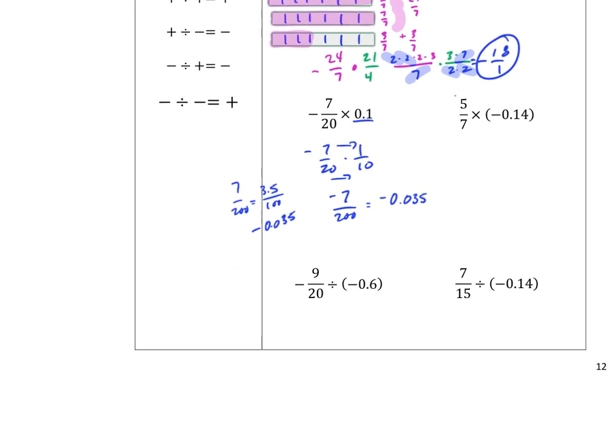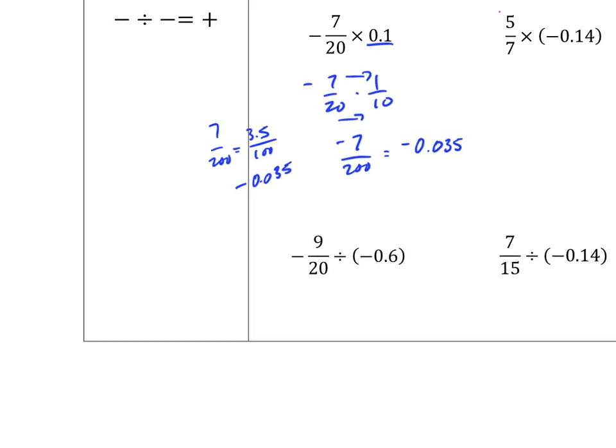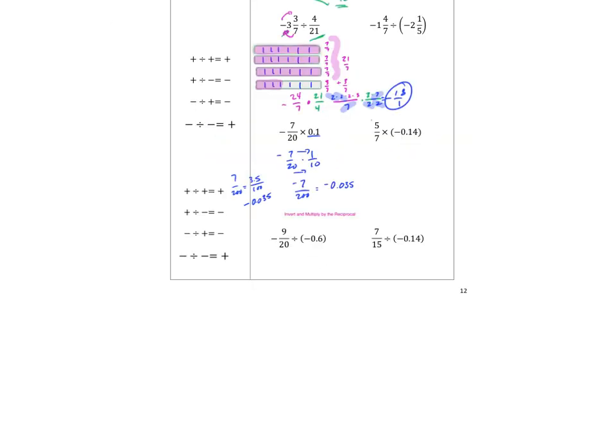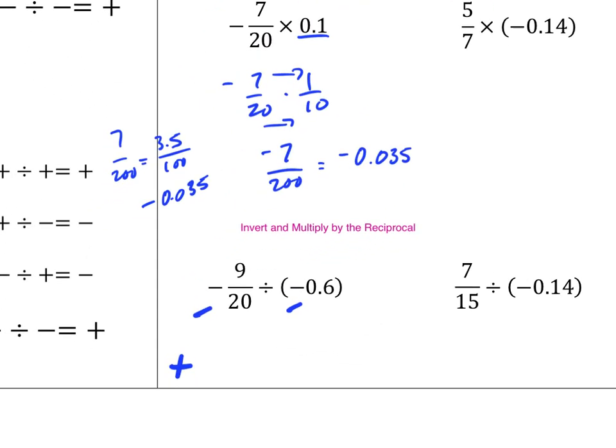Okay, we're going to do one last one. That's this one here. We got to remember a couple rules. We got to remember that a negative divided by a negative is a positive. Then I'm done. Now it's just 6th grade math. Then I need to remember that when I do this, I'm going to invert and multiply by the reciprocal, which I don't ever invert the first one. So I got negative 9/20 divided by, right?